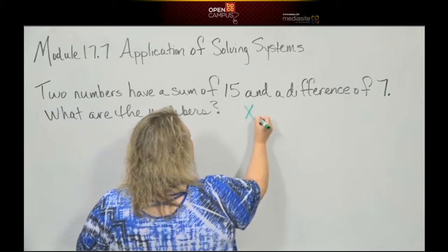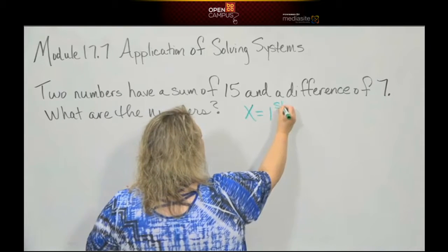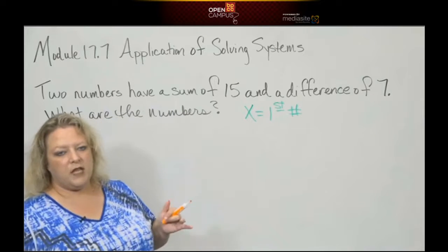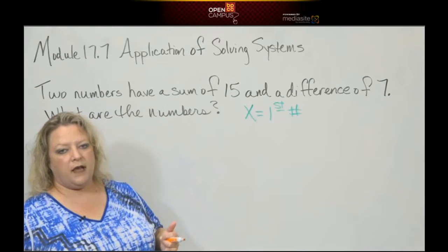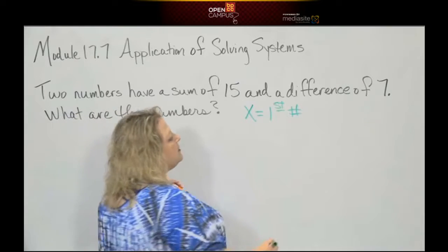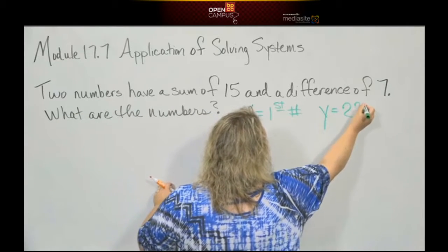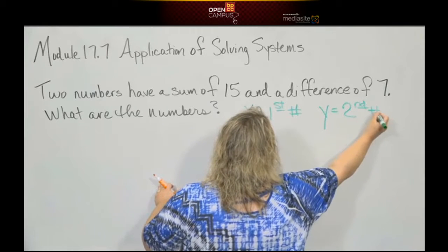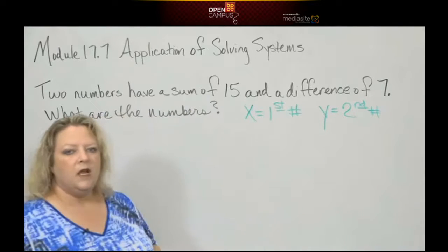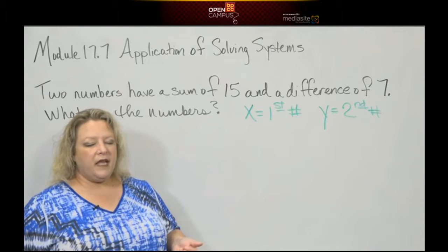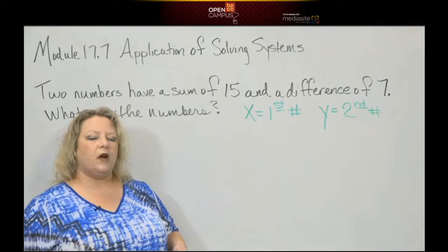Let x equal the first number, okay? And you can abbreviate. Your let statement doesn't have to be a long, drawn-out sentence. If x is going to be the first number, then y is going to be the second number, okay? Once you identify what your variables are going to be, then we're going to set up our equations.